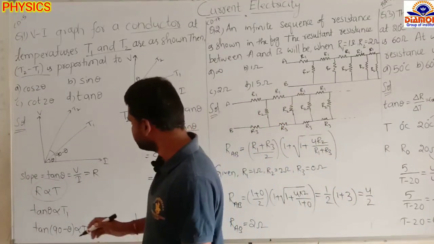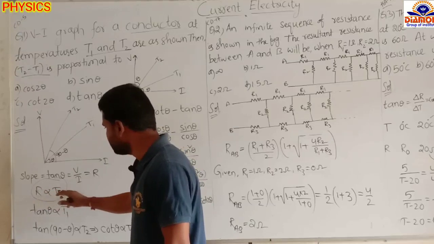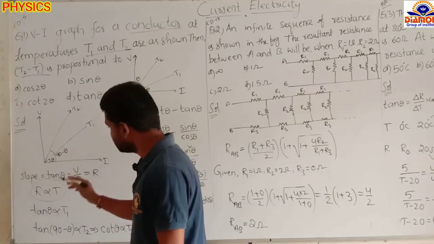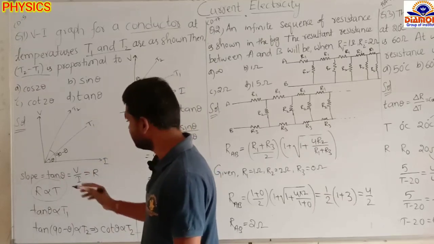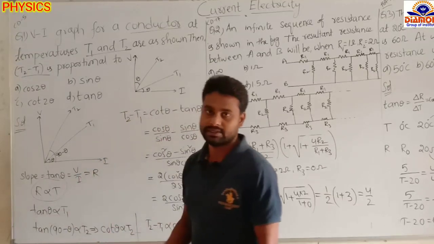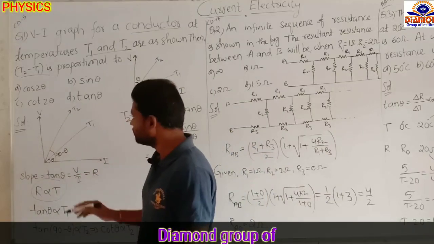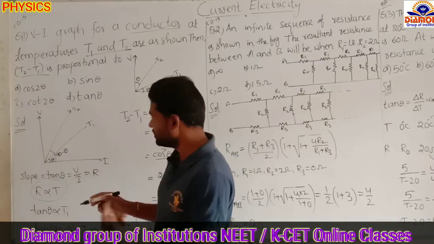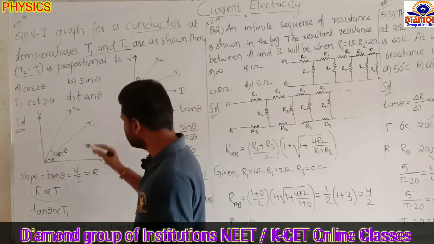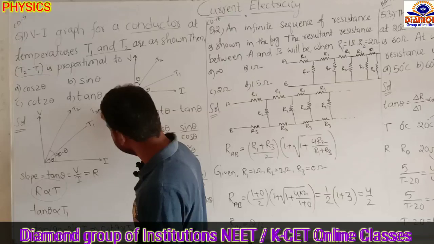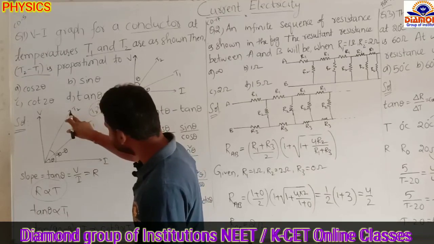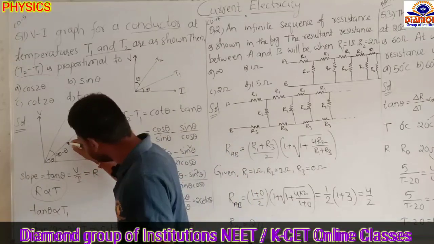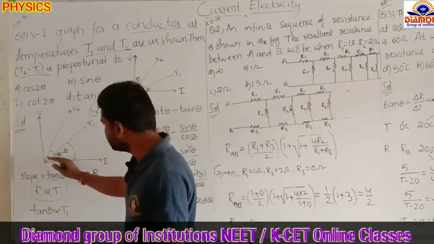Next, since resistance is directly proportional to temperature, the slope of this graph, which gives the resistance, is directly proportional to the temperature. If the slope is more, temperature is more and resistance is also more. If the slope is less, resistance is less and temperature is also less. That means from this we can say that T2 is greater than T1, and the resistance for this graph is more than the resistance of this one. We can say that easily.